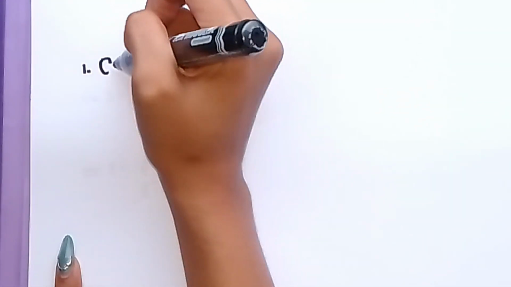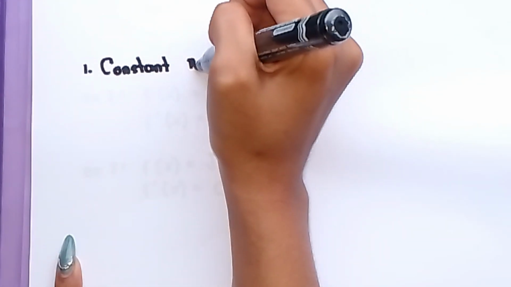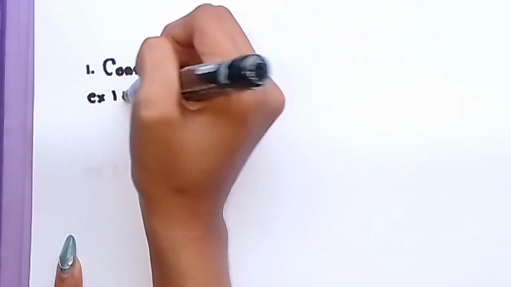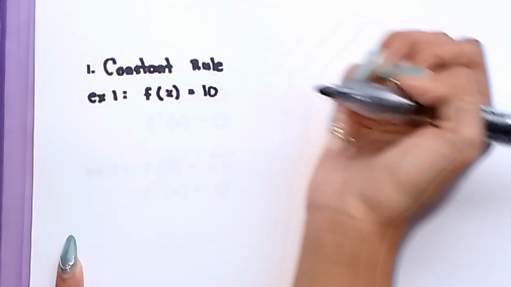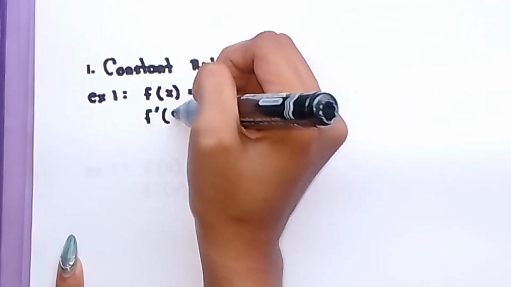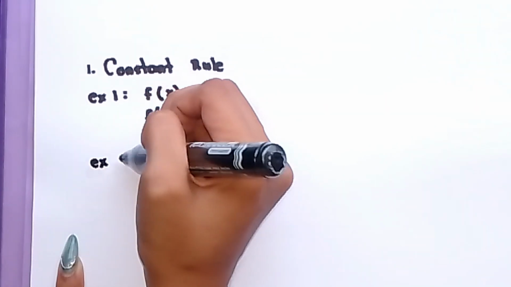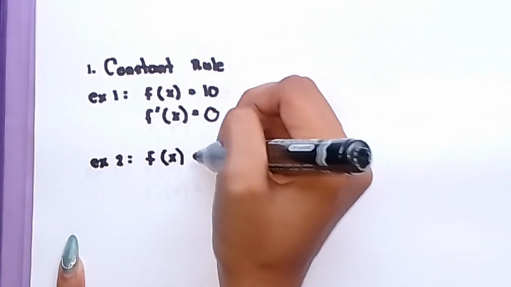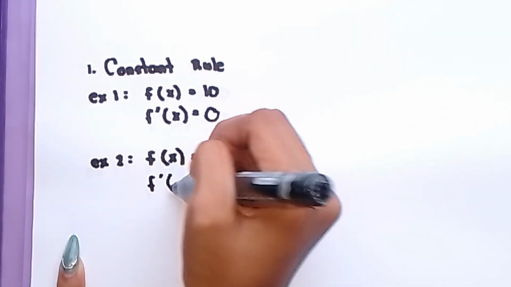Let us first discuss the two most basic rules in differentiation. First one is the constant rule, wherein the derivative of a constant function is always equal to 0. Here is example number 1. We have f of x is equal to 10 and its derivative f prime of x is equal to 0. We have also example number 2. F of x is equal to the square root of 3, where its derivative is equal to 0.